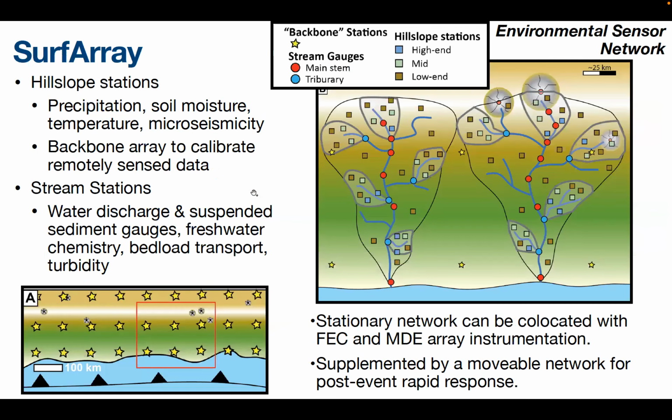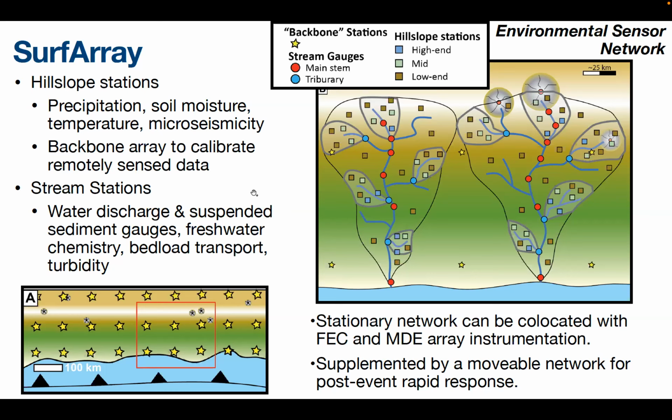And so the next slide is going to show you a little bit more detail of what that SURF array is like. So the image on the right is showing two watersheds, and each of the dots are showing stations. And so we have hill slope stations that can measure precipitation, soil moisture, temperature, and microseismicity. And we have various different levels of resolution associated with those stations, the distribution of which is shown on the right.